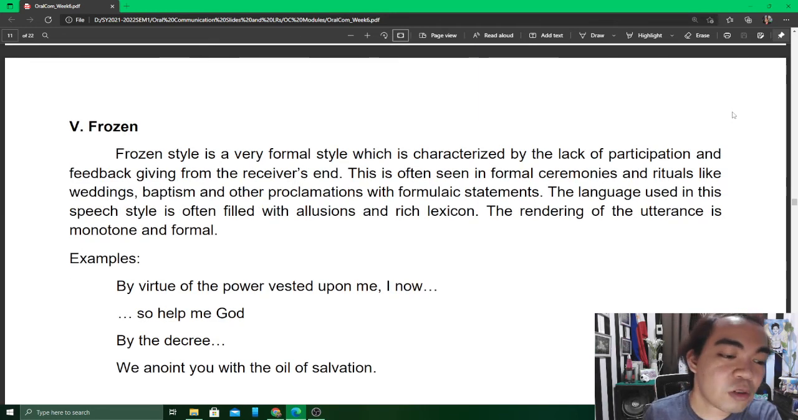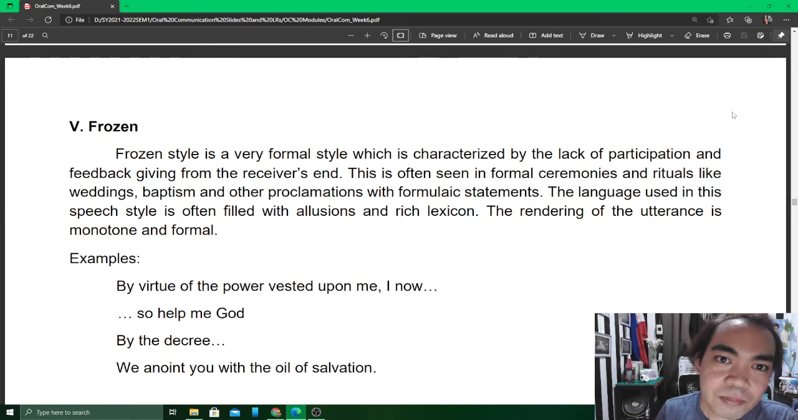Then we have the frozen style, which is a very formal style characterized by the lack of participation and feedback given from the receiver's end. This is often seen in formal ceremonies and rituals like weddings, baptism, and other proclamations with formulaic statements. The language used in this speech style is often filled with allusions and rich lexicon. The rendering of the utterance is monotone and formal.